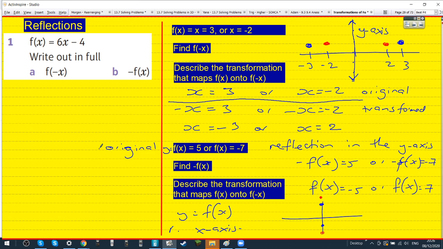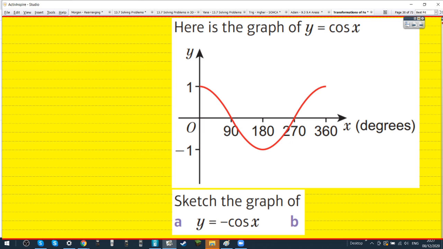We continue our backwards thing. When we were doing the vectors, if we did x plus 3, it's the vector minus 3, and vice versa. And in this one, if x becomes minus x, it's a reflection in the y-axis. If y becomes minus y, it's a reflection in the x-axis. And so if f of x becomes negative, then that's a reflection in the x-axis. Okay, how do we do this?